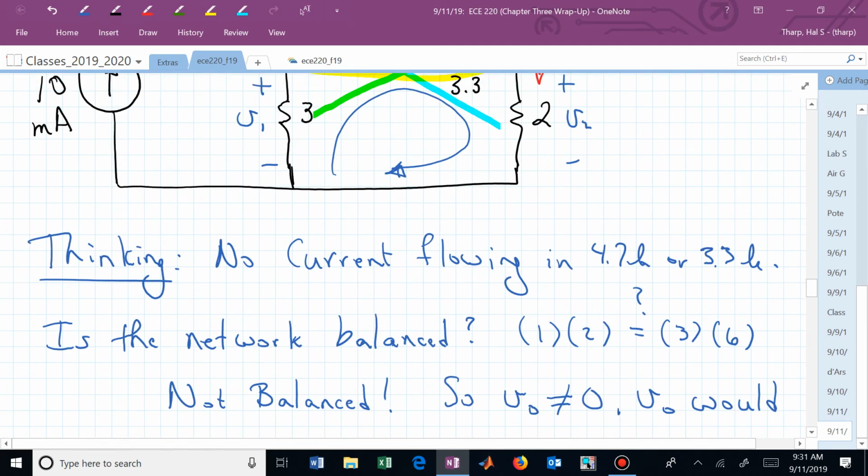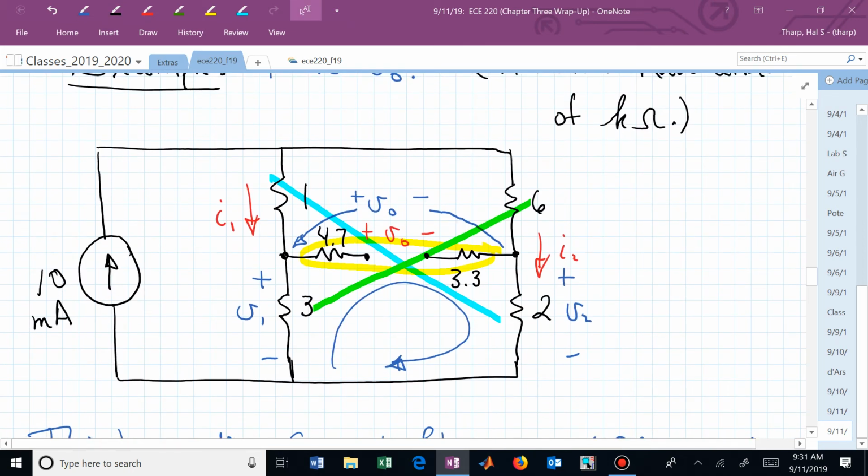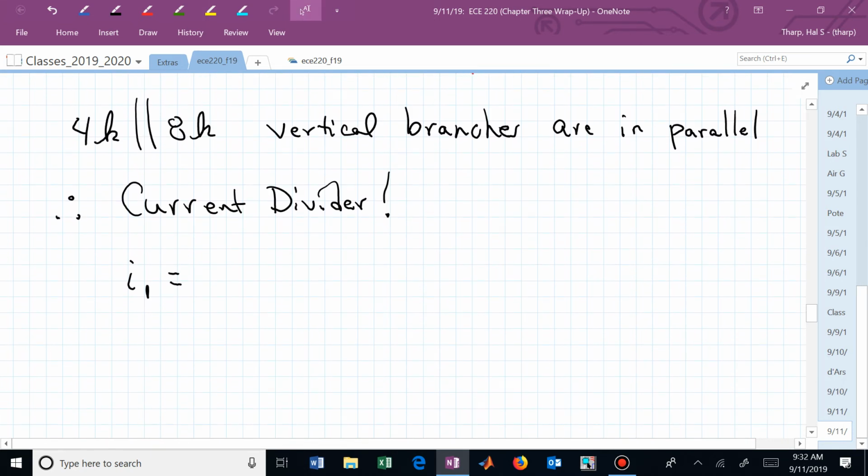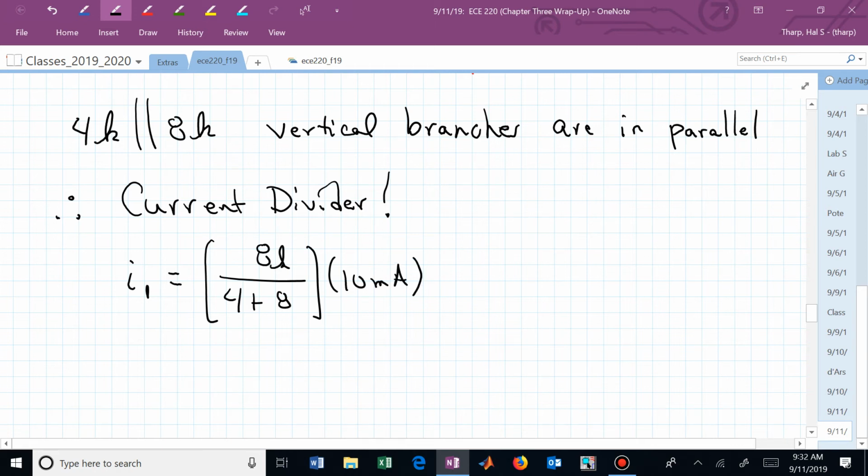What's I1? What's the formula for I1? Our current divider formula says we take the opposite branch, which is 8, and divide by the sum of the two branches, and multiply by the source, which is 10 milliamps. Here we now have I1 is 8 over 4 plus 8 times 10. And these are all K's.